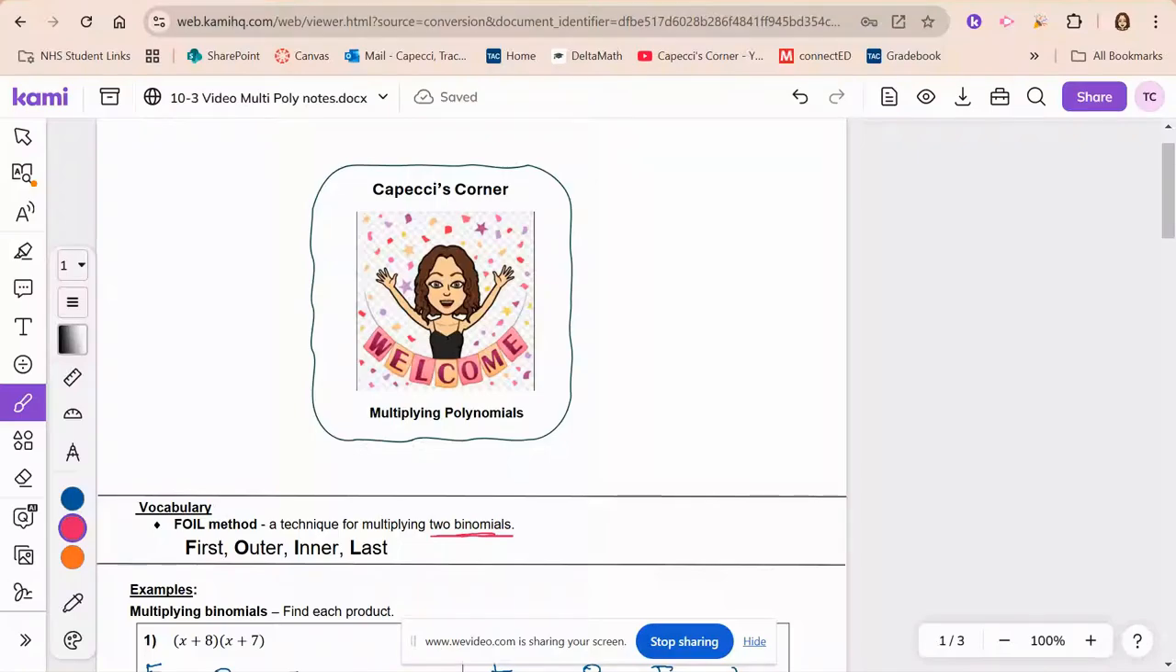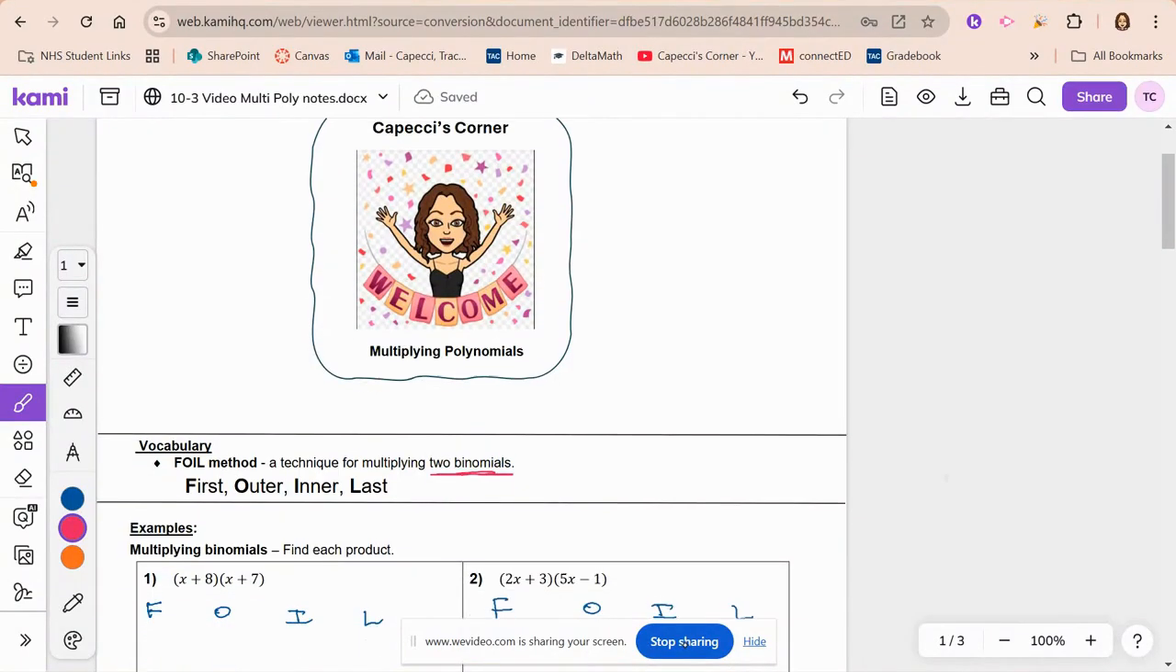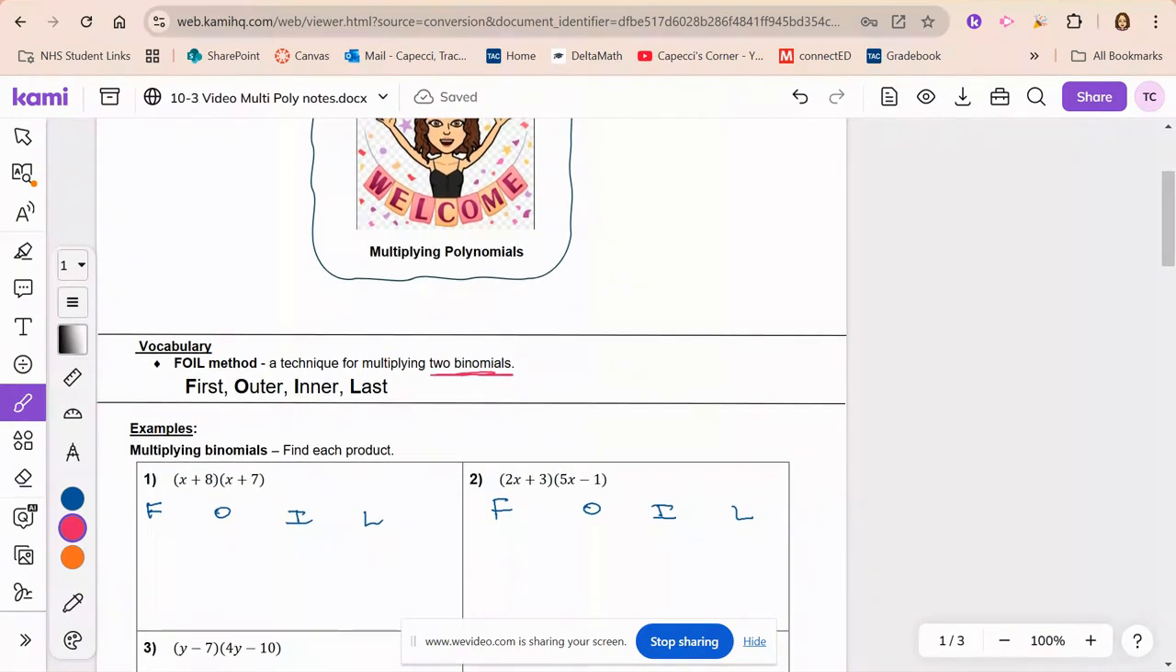Corner, we're going to look at multiplying polynomials. The first thing we're going to start with is using the FOIL method, and that is used when you have two binomials. It's a form of distributing, but it has a special sequence to it. First, outer or outside, inner or inside, and last.